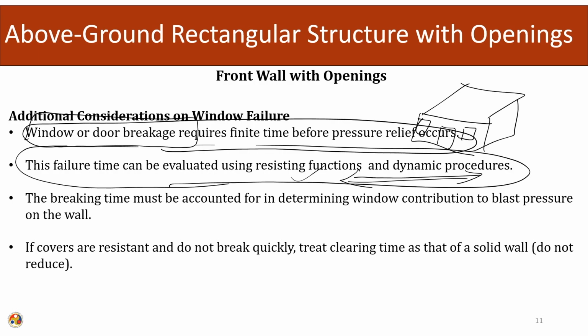So, this breaking time must be accounted for in determining window contribution to the blast pressure on the wall. Let us say if this failure is occurring very late, the door and the windows are able to resist the effect of the blast for a significant amount of time, then the distribution of the internal loading, internal pressure will be different from a mechanism where it is going to break instantly. So, this breaking time also becomes a key feature when evaluating the effect of the blast on a structure having so called opening type of mechanism.